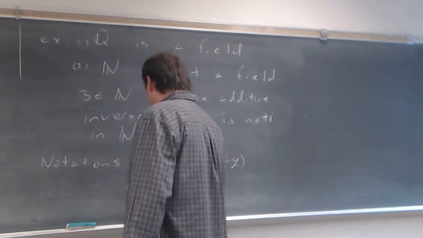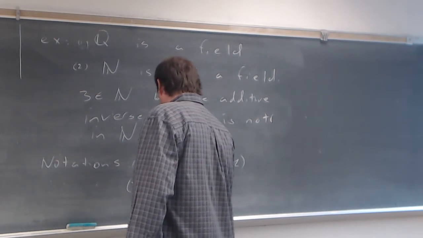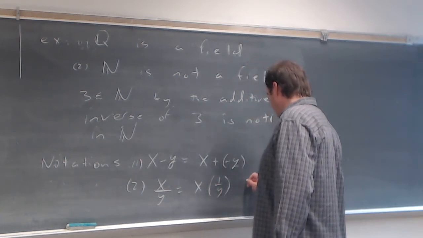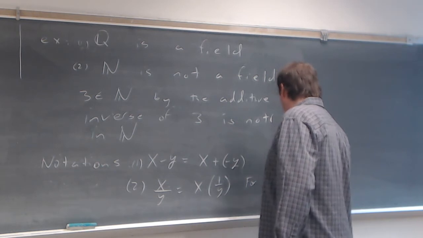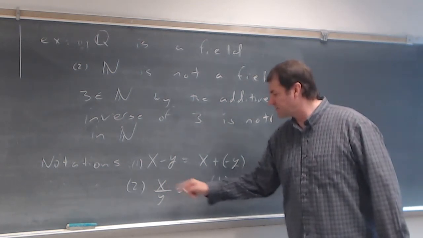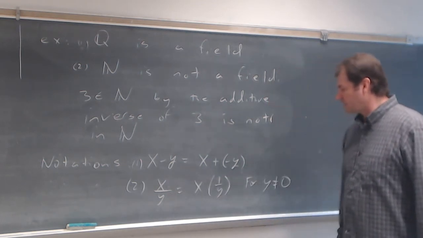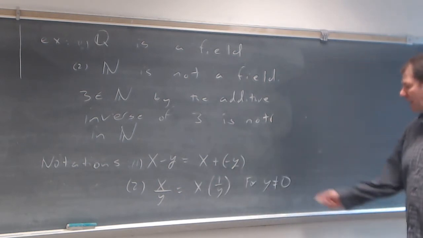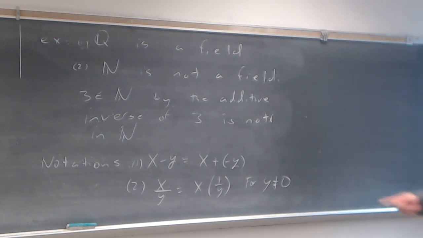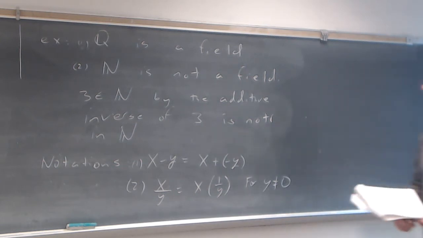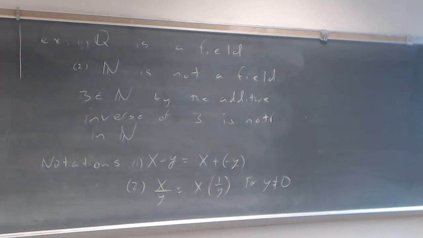Similarly, we can define division as x over y is equal to x times 1 over y, and that's for y being different from 0. So we're defining division, x divided by y in the field, by a multiplication, x times 1 over y, where 1 over y is the multiplicative inverse of y, and that exists for every y that isn't 0. And we don't define division by 0. Okay, now on to some properties. There are a good many properties about fields.